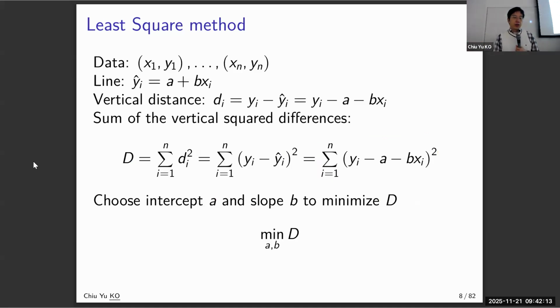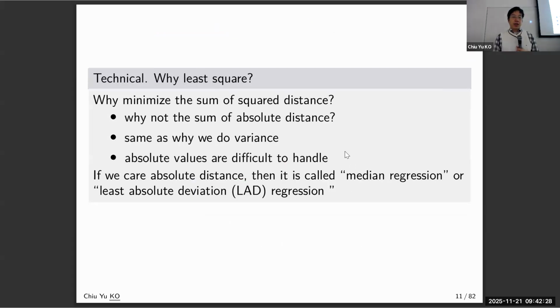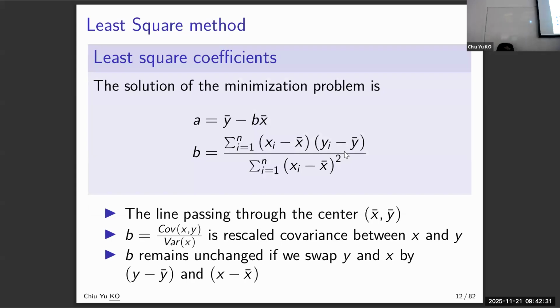And if you learned multivariate calculus, the second course of calculus, you know how to find this A and B. Basically just moving the intercept and the slope to minimize this quantity. And it turns out that the equation is this one. The math behind is too complicated to explain, but we do notice the first equation tells us that the line must pass through the center of the data, x bar, y bar. So that means the baseline must go through the center, represented by this diagram.